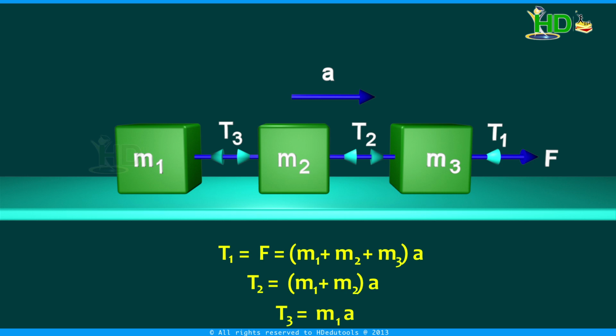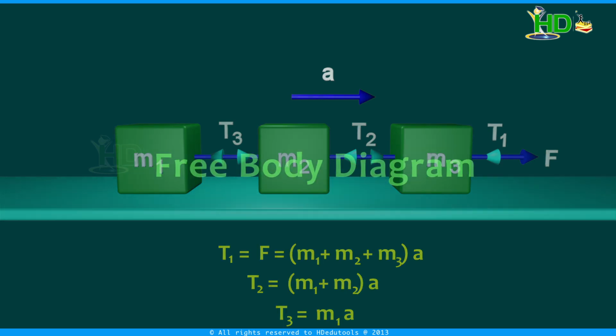These are some models related to connected bodies. While solving the problems related to connected bodies, we use a free body diagram. This is a convenient method to represent the various forces acting on the masses. In this diagram, the object is taken as a particle and the different forces acting on the object are shown.